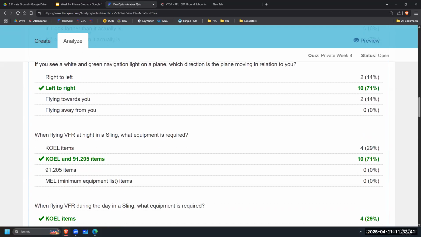Good. When flying VFR at night in a Sling, what equipment is required? Anybody can answer? And with a definition, please, of why this is the case. I think I got this one wrong, but it's the kinds of equipment list and... Part 91 requires. So why does 91.205 come into effect here for us as a light sport aircraft?